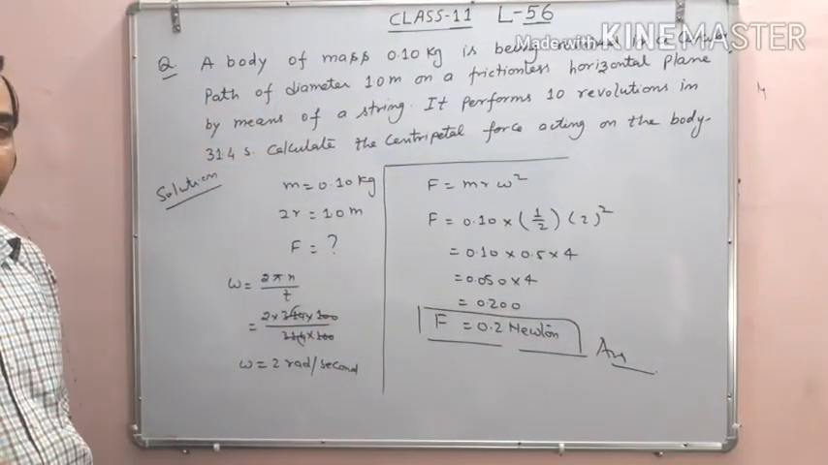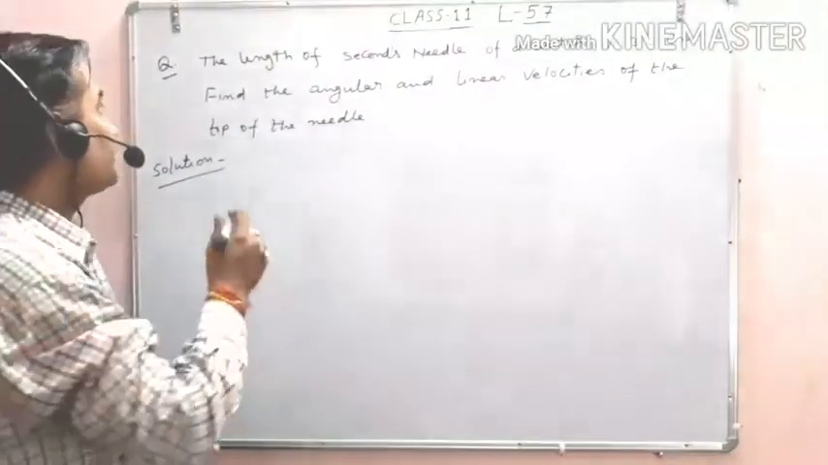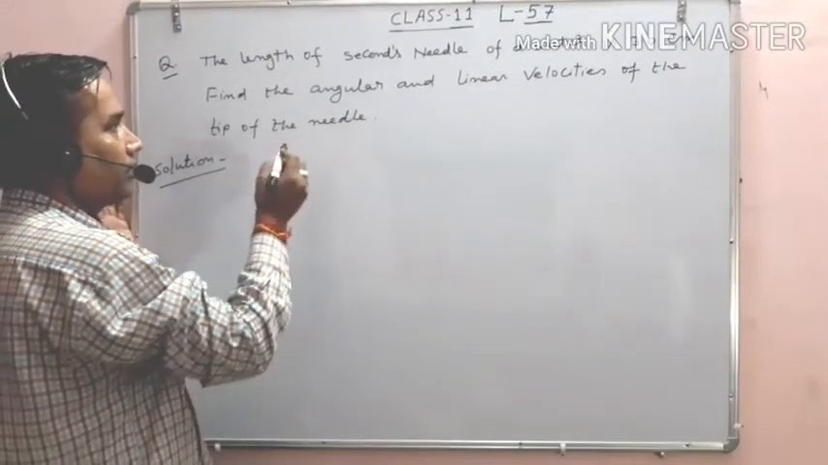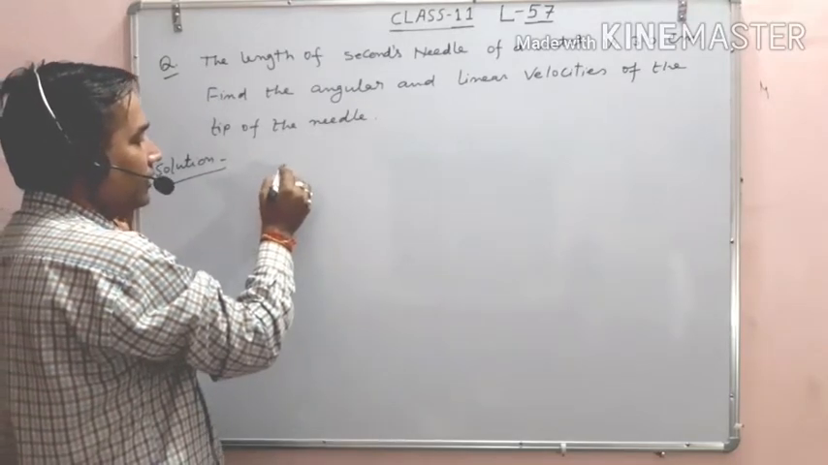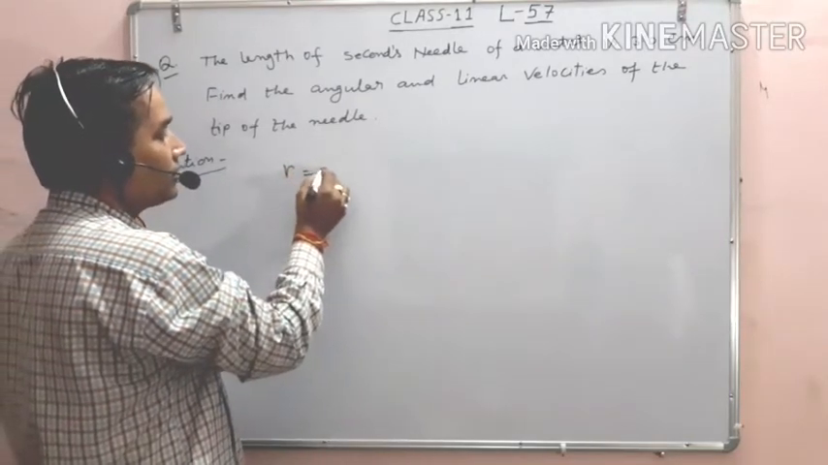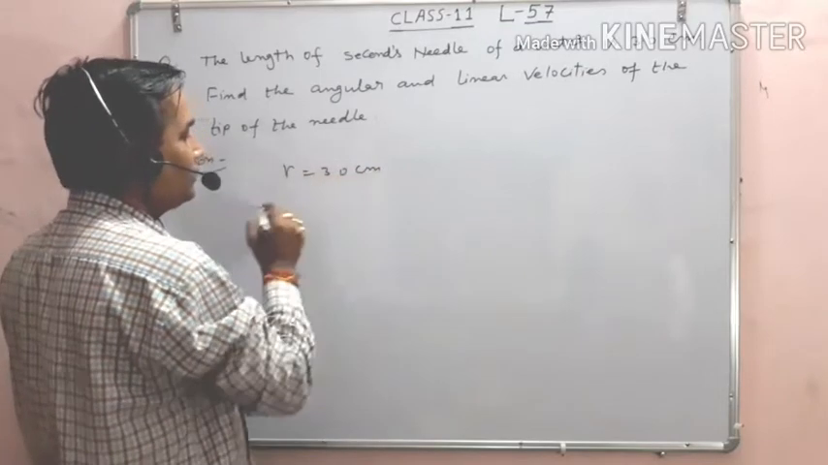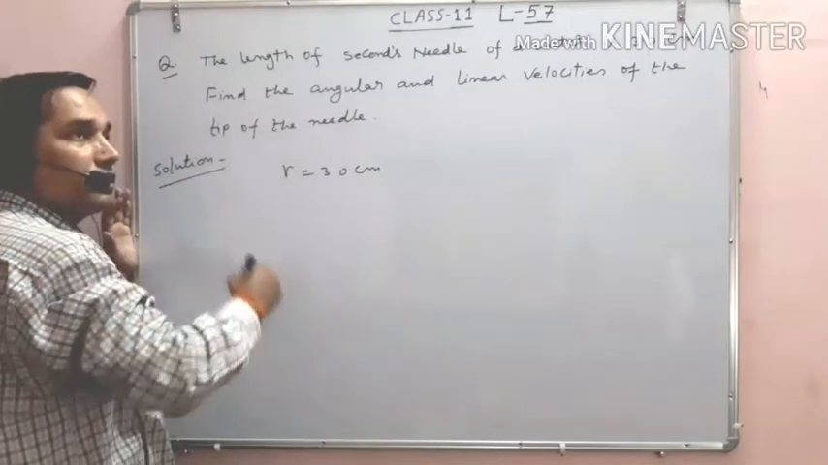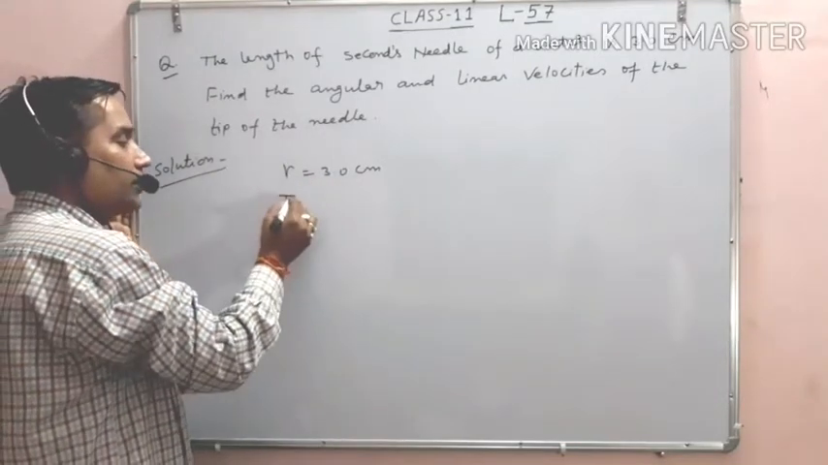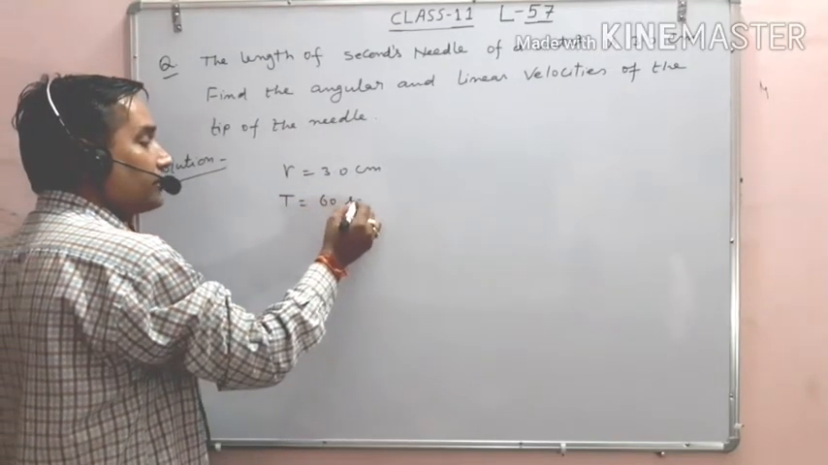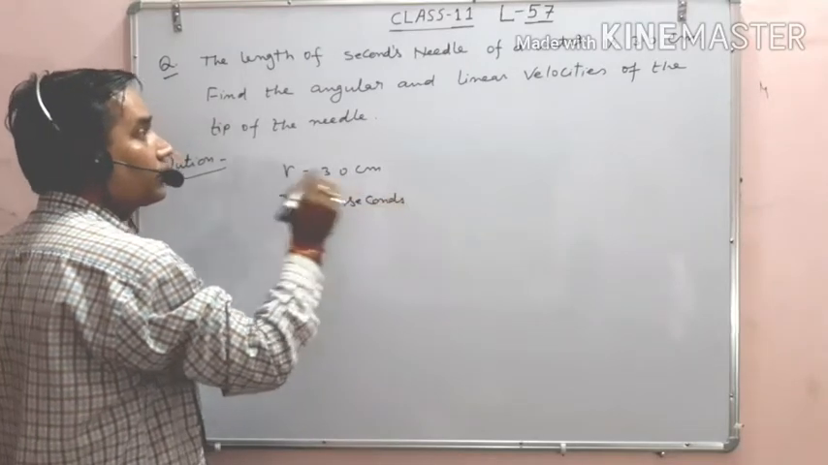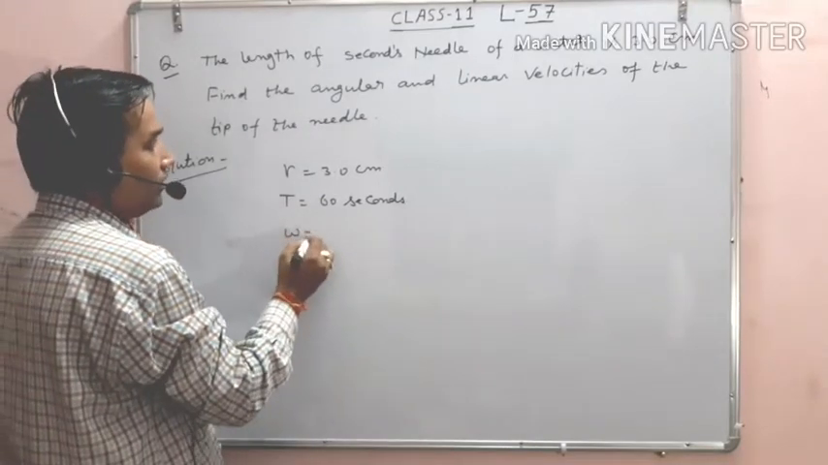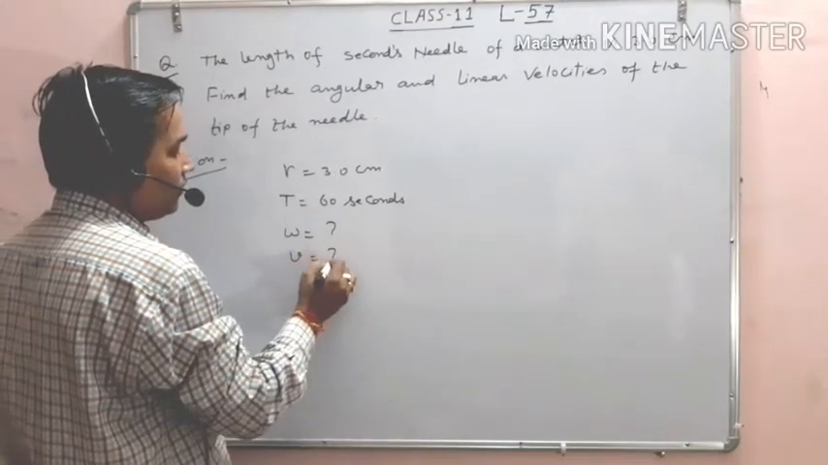Okay, clear. Now the next question, beta: the length of the second needle of a watch is 3 centimeter. So length is here, that means radius you can say is 3 centimeter, and the length of the second needle means it completes one rotation, that means the time period is 60 seconds. So find the angular velocity, that is omega, and the linear velocity, that is v.